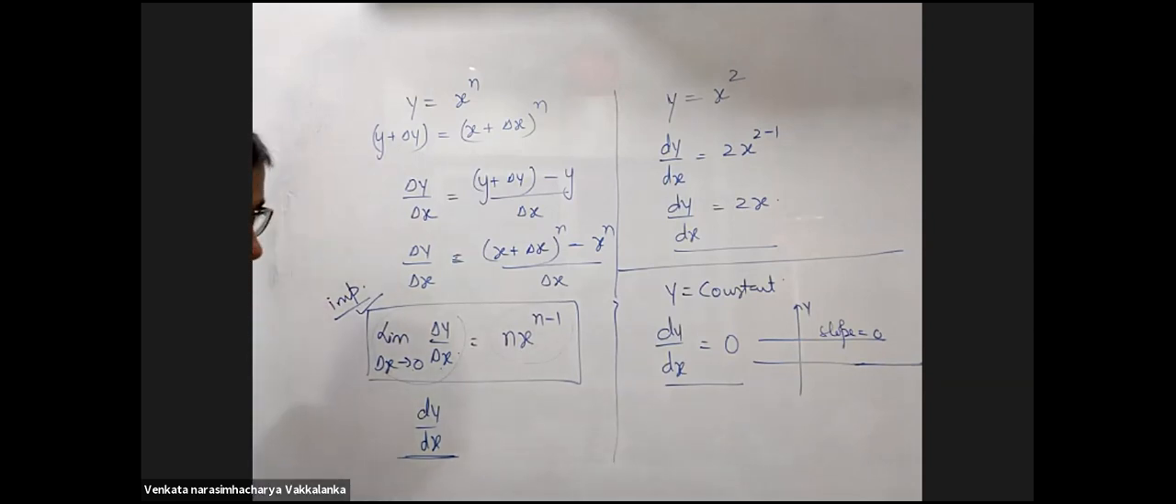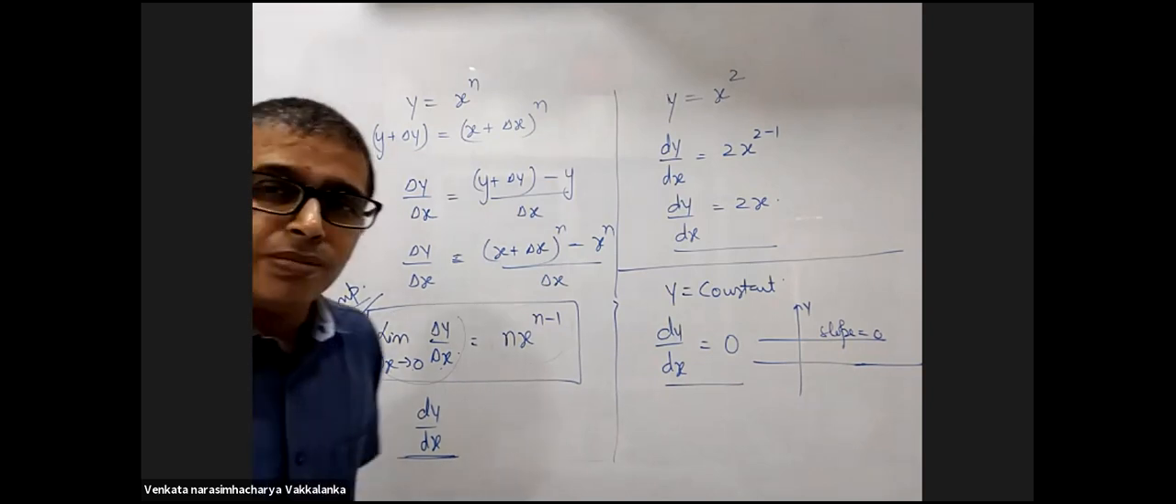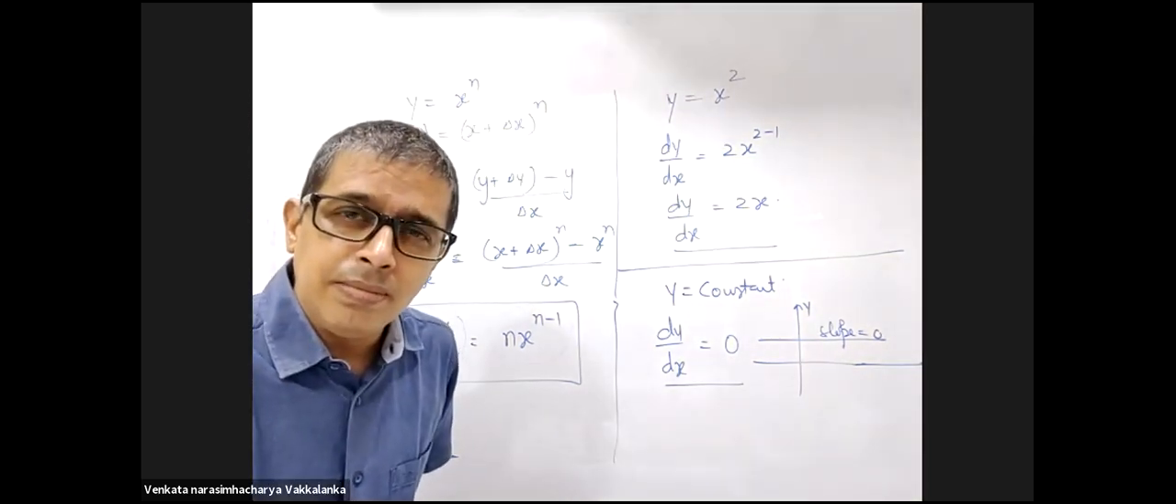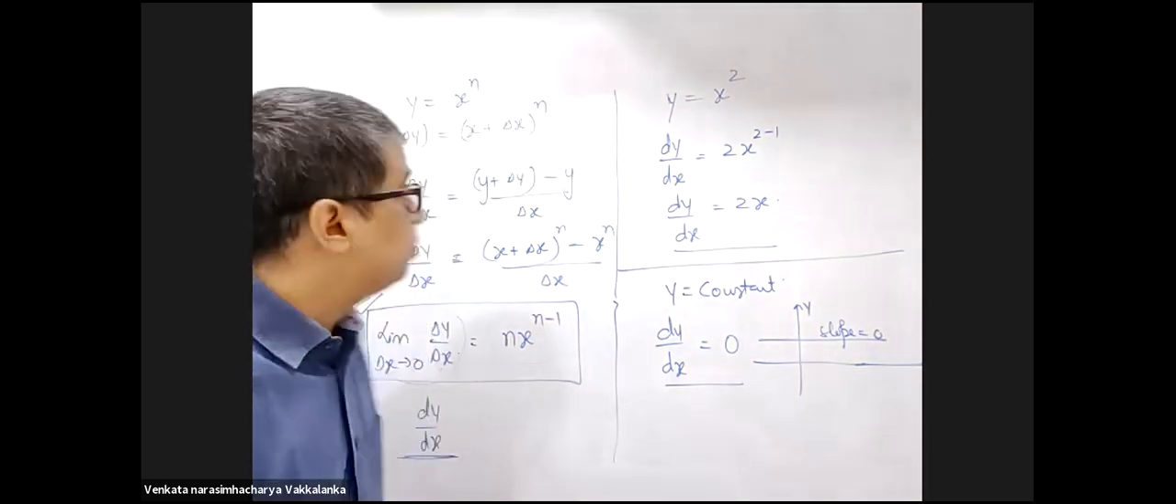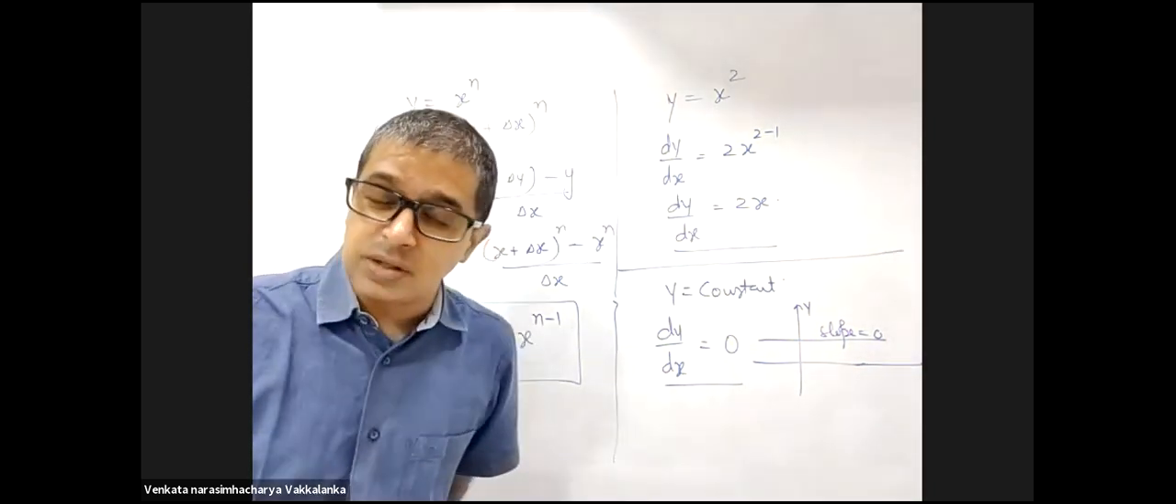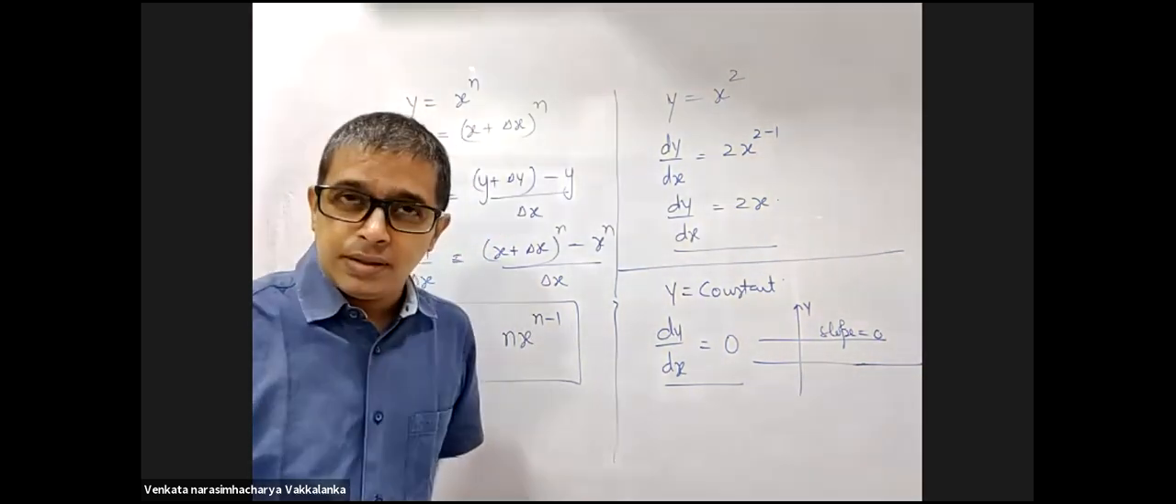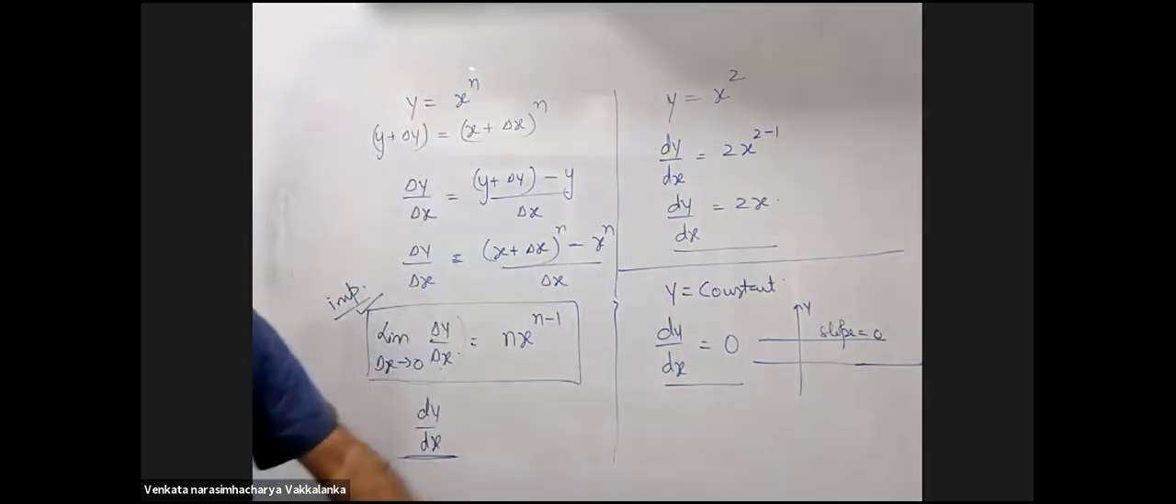So what if there was a coefficient of x? You mean 2x square in the place of x square? Yes. We'll be dealing with that within the next 1 minute.